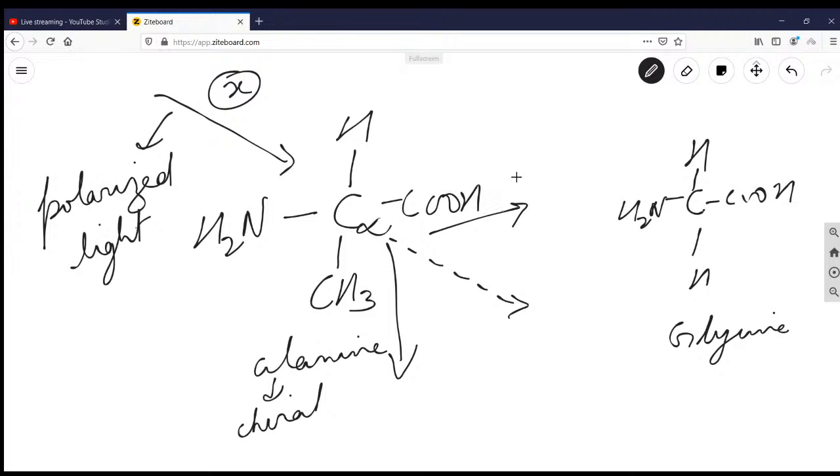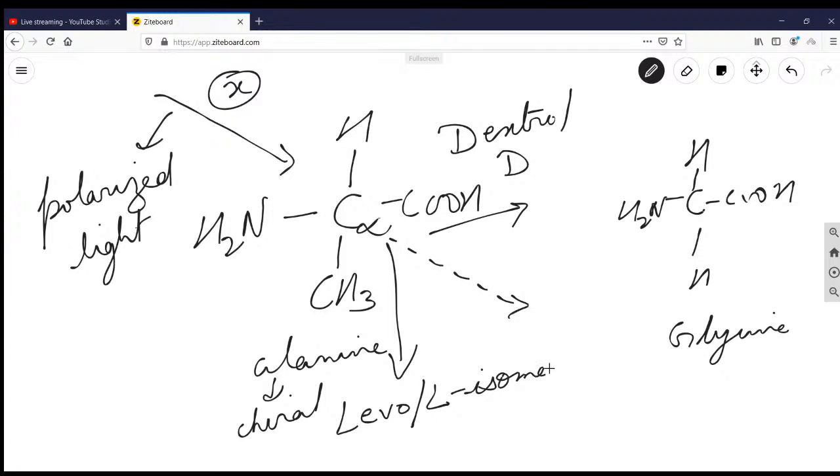If it rotates to the right, this molecule will be known as a D isomer or dextro isomer. Dextro or D means right. If the polarized light rotates to the left, it will be a levo or L isomer. I'll show you how it is D and L. But first know that if polarized light passes through a chiral molecule, it will be rotated to the right or left direction. It won't emerge in the same direction as it entered the molecule.